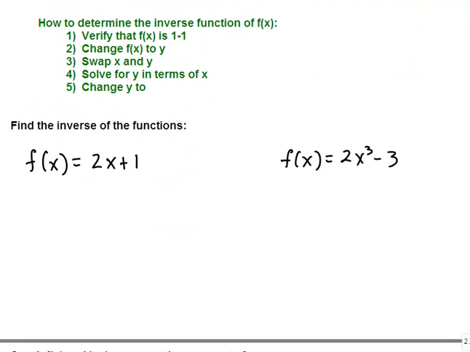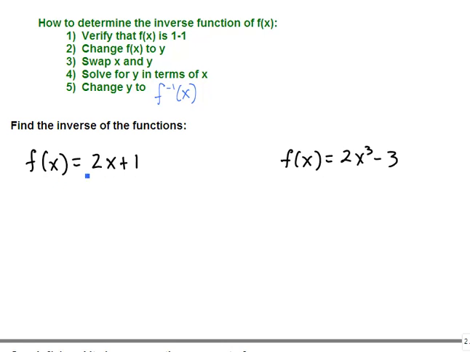How do you find an inverse if you're given an actual formula for your function? And it's really the same idea. All we're going to do is swap x's and y's. So the first thing we want to do, here's our 5 steps, is verify that the function really is one-to-one so that we can find an inverse function. Once we have that it's one-to-one, then we're going to go through our steps of swapping x and y, and then solving for y so that we can change y to f inverse and label our new inverse function.